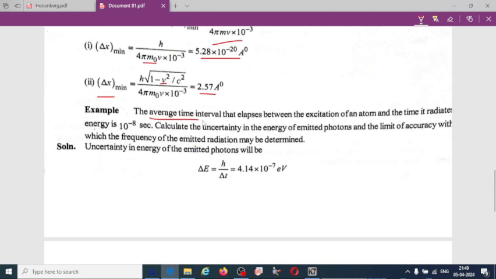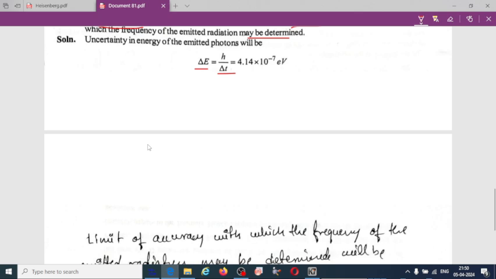So another example: the average time interval that elapses between the excitation of an electron and the time it radiates energy is 10 to the power minus 8 second. Calculate the uncertainty in the energy of the emitted photons and the limit of accuracy with which the frequency of the emitted radiation may be determined. Delta E we have to find out here. So h divided by delta t. So delta t, how much have they given? 10 to the power minus 8 second.